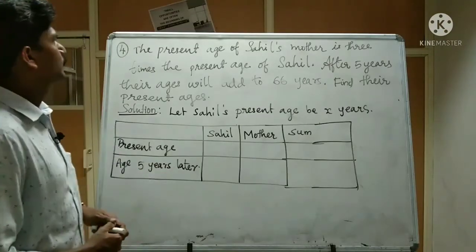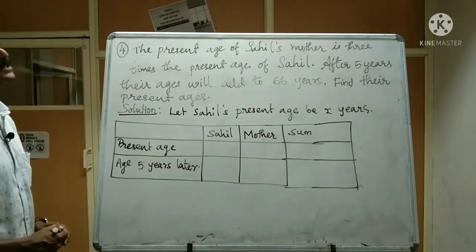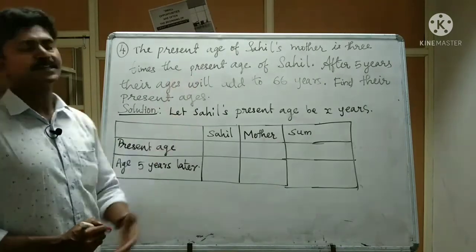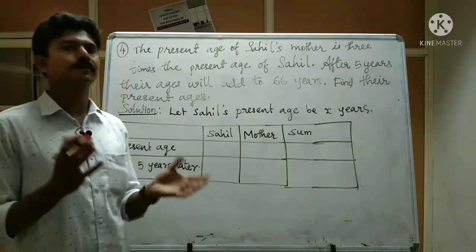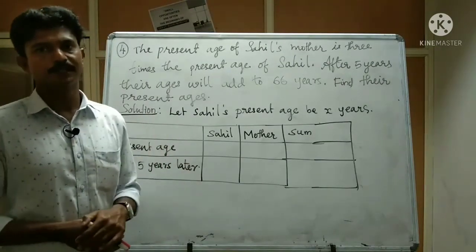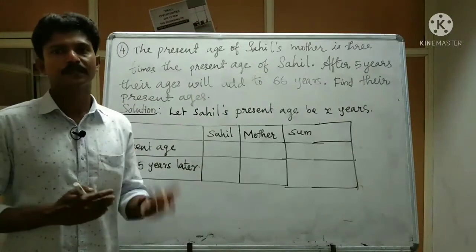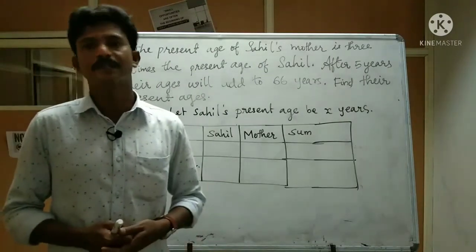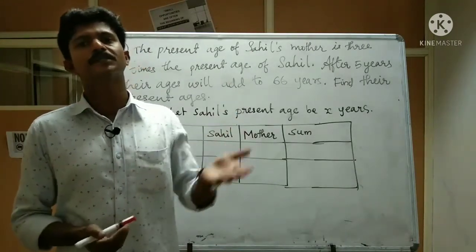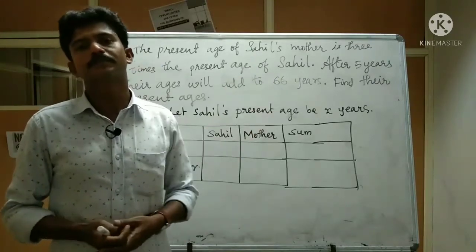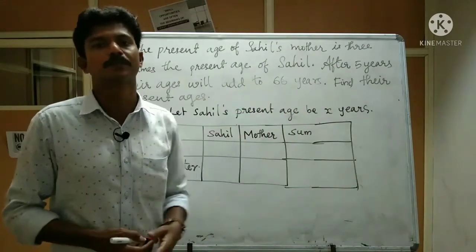Let us see one more question today. That question is, the present age of Sahil's mother is 3 times the present age of Sahil. So what the first line says is, there is a boy, his name is Sahil, and his mother. They are comparing Sahil's age and Sahil's mother's age. Whose age will be greater? Sahil's mother's age is greater and Sahil's age will be lesser. The mother's age is 3 times Sahil's age.